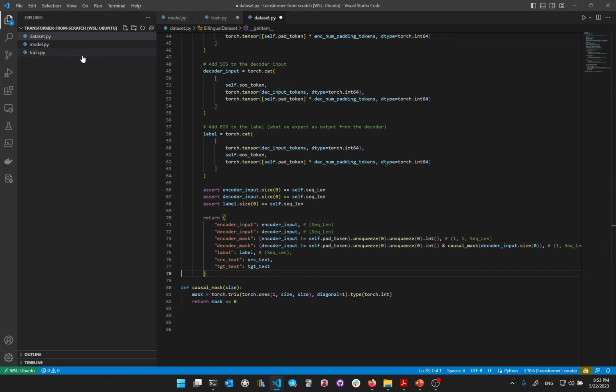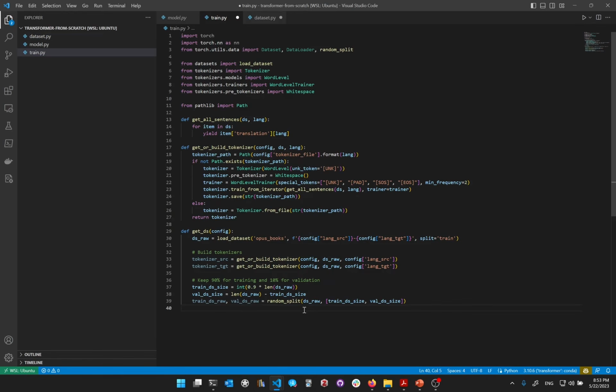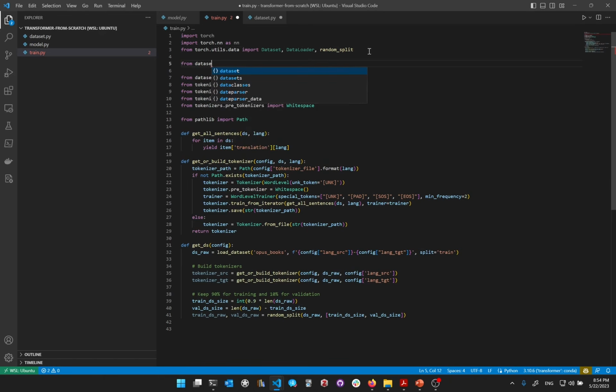Now let's go back to our training method to continue writing the training loop. So now that we have the dataset, we can create it. We can create two datasets, one for training, one for validation, and then we send it to a data loader and finally to our training loop. We forgot to import the dataset. So let's import it here. We also import the causal mask, which we will need later.